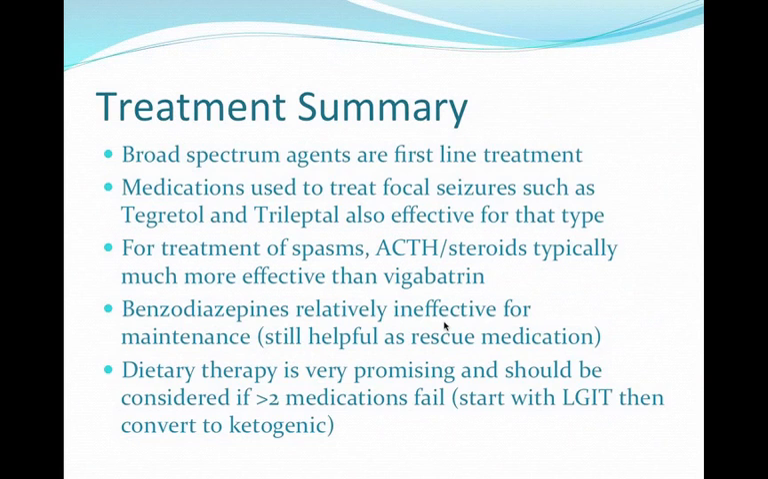Definitely, the thought is if 2 medicines or more fail, that's officially refractory epilepsy, and that's when you start thinking about options like diet or surgery. In kids with genetic syndromes, diet as opposed to surgery, but that's when you start to think outside the box a little bit. Like, do you go to medicine 3 or do you start thinking about something else? And a lot of those kids, diet can be really helpful.